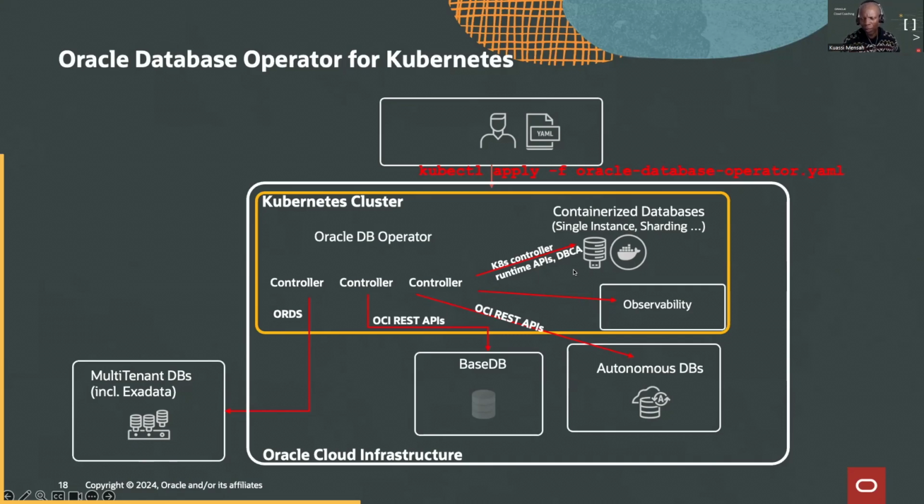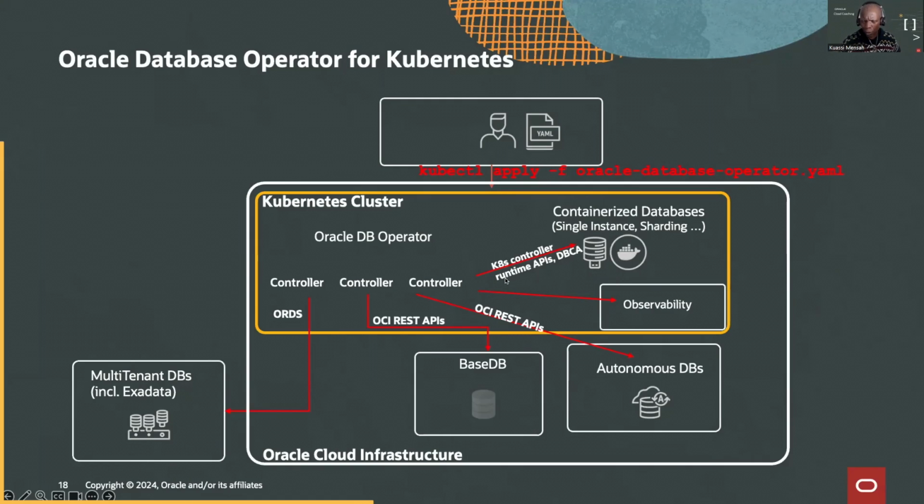So we support containerized databases. Those run in the Kubernetes cluster. Those are Podman or Docker images, and the Kubernetes cluster can orchestrate them. So those are single instance databases and sharding databases. We're also looking at containerized RAC support by the operator in the future.